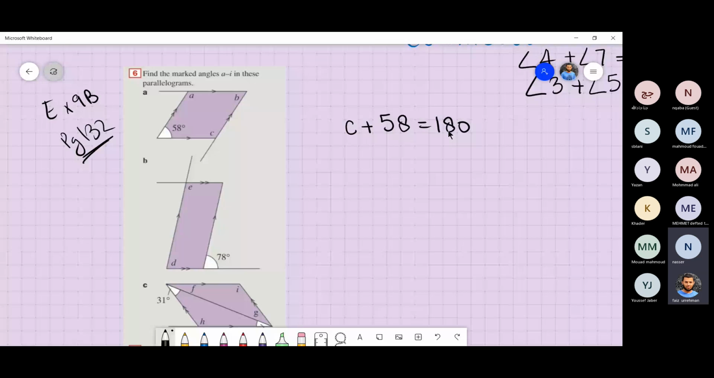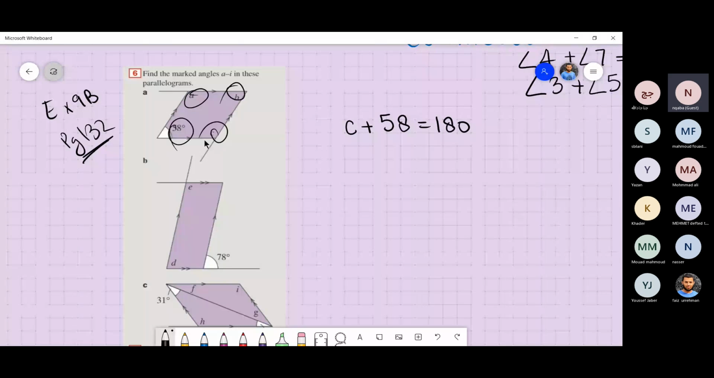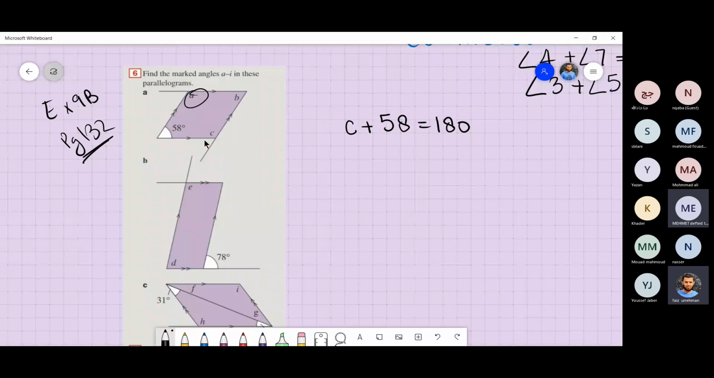No. Wait. Why are you adding these four angles and giving me 180? We have to listen. We have to focus on these two angles first because they are co-interior. So C plus 58 should be 180.